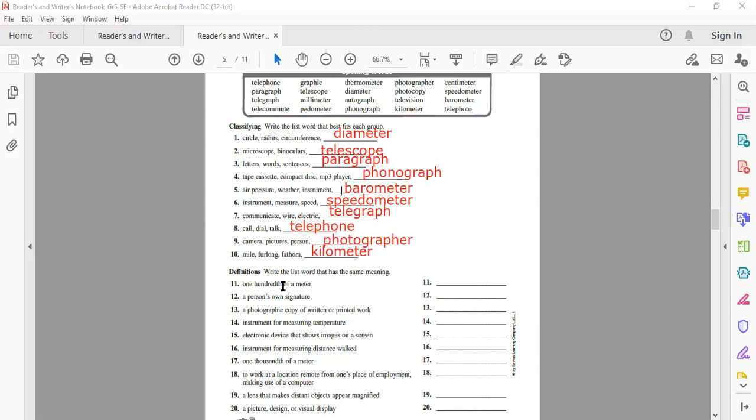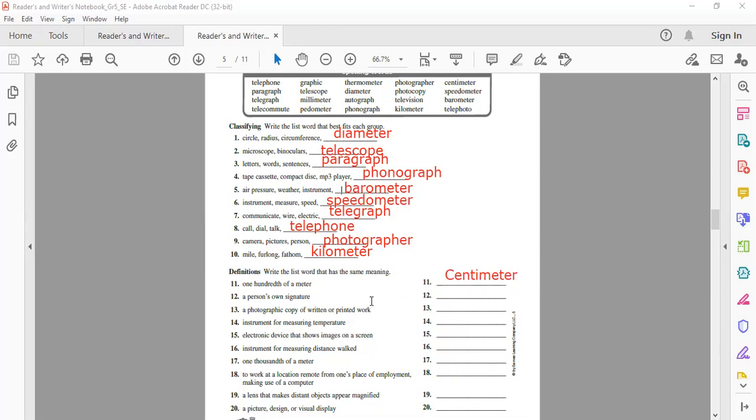Okay. Now, write the word that has the same meaning, synonym. We need the synonym for each definition. One hundredth of a meter. What do we call it? We have one meter and then millimeter? No. Something will give me one meter. Is it centimeters or millimeters? Millimeter. No. 100 millimeters will give you one centimeter. 100 centimeters will give you one meter. 100 meters will give you one kilo, and then 1,000 kilo will give you one mile. So this is centimeter.